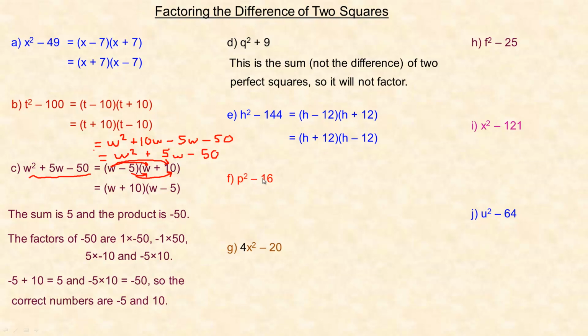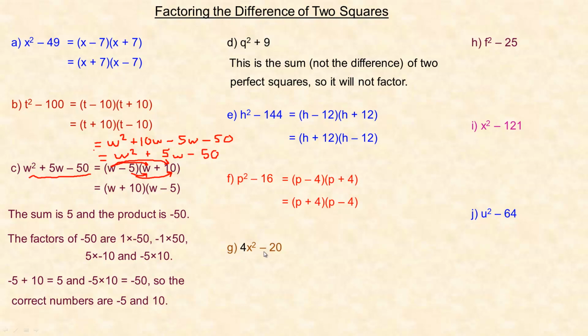P squared minus 16 is the difference of a perfect square and another perfect square. 16 is 4 squared. 4 times 4 is 16. So this will factor into p minus 4 and p plus 4, or if you want to write the p plus 4 first and the p minus 4 binomial second, that is just as good.